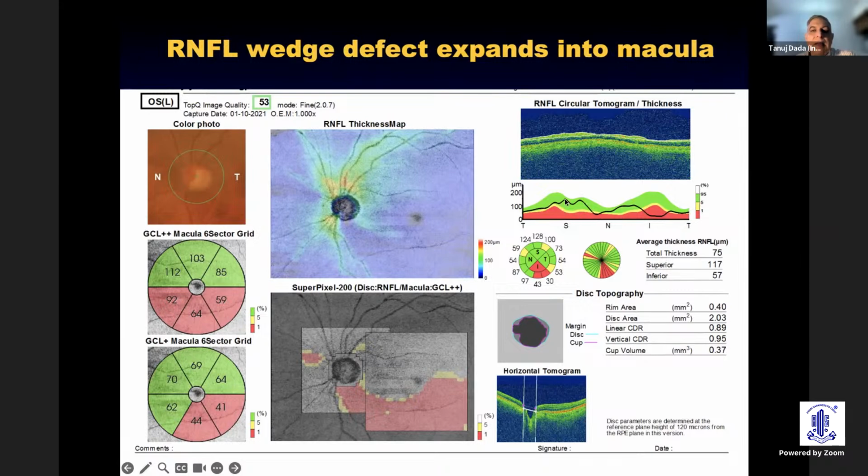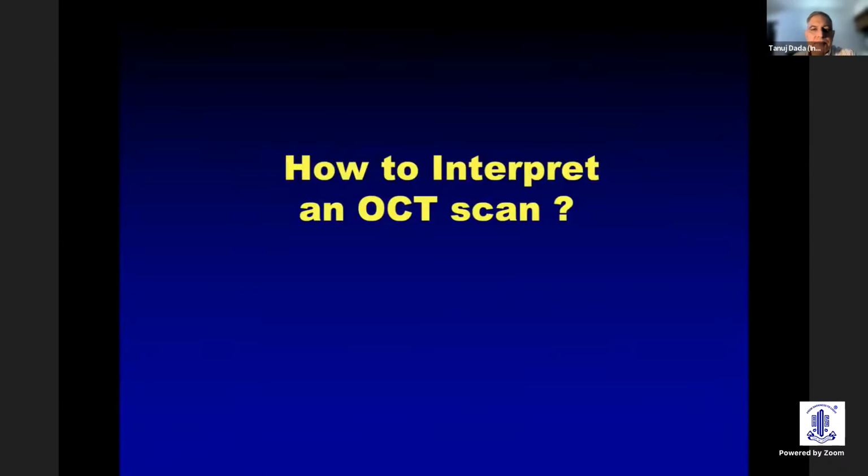And here you can see the loss of the retinal nerve fiber layer. Whenever this black line of the patient falls into the red region, that denotes that it is 99% abnormal. Less than 1% of the normal population will have this sort of retinal nerve fiber layer thickness.